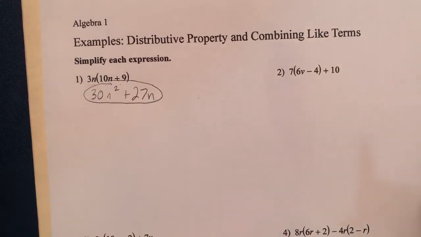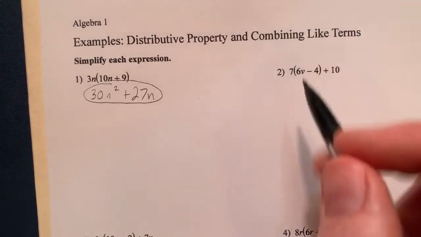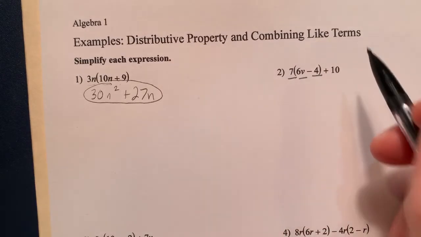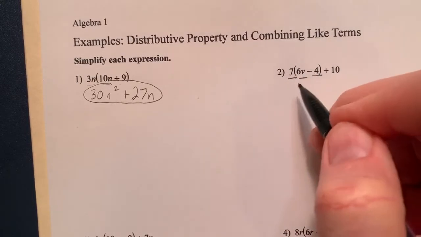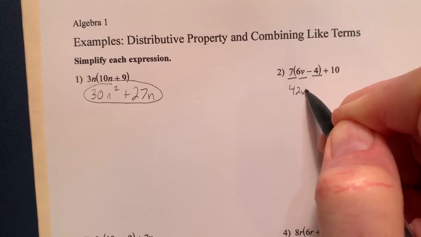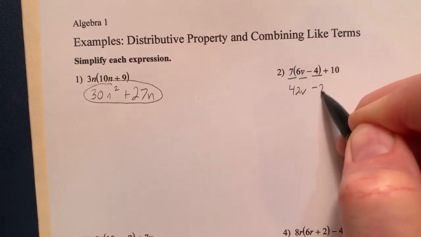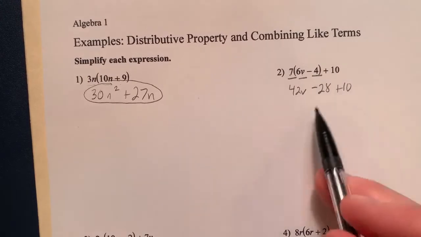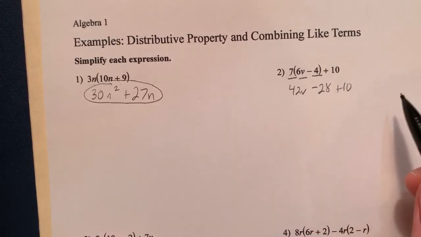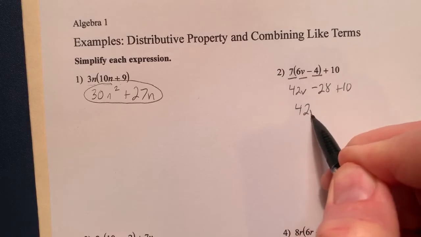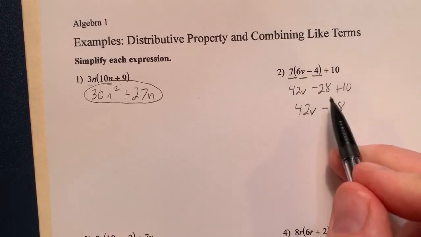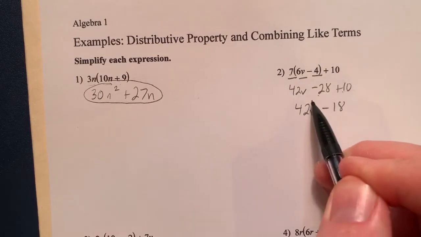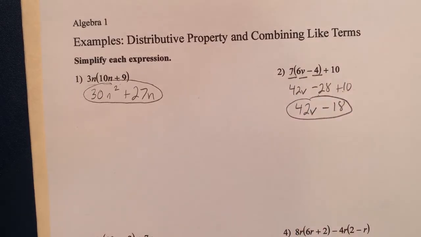The second example, a little bit different situation. We're still going to distribute the 7 to both of these terms. 7 times 6v is 42v, minus 7 times 4 is 28. And then I have this plus 10 at the end here. Okay, these are both constants. I can go ahead and add those. So it's 42v doesn't change, minus 18, negative 28 plus 10 is negative 18. I don't have any more like terms to combine. There's my answer.